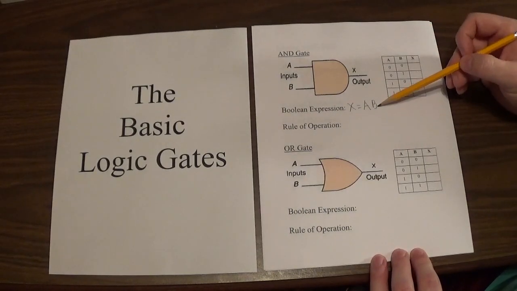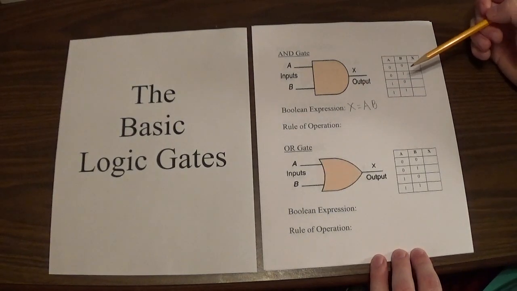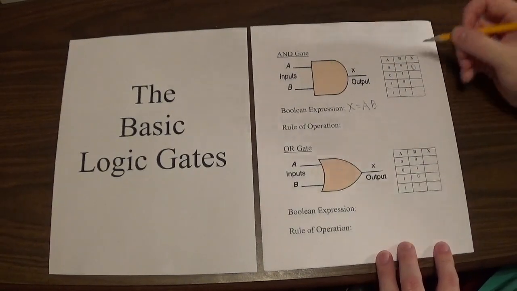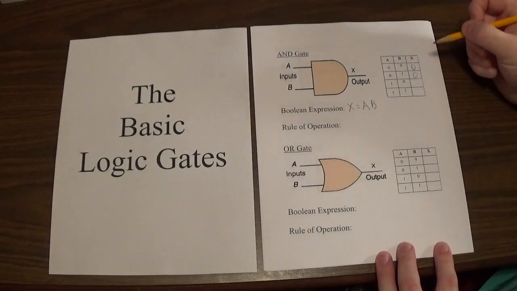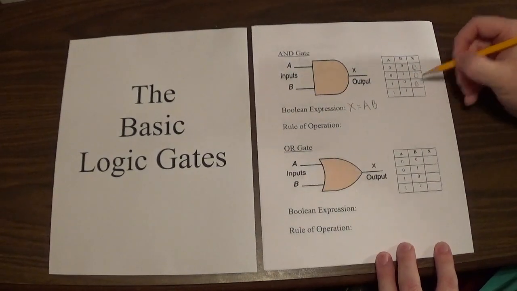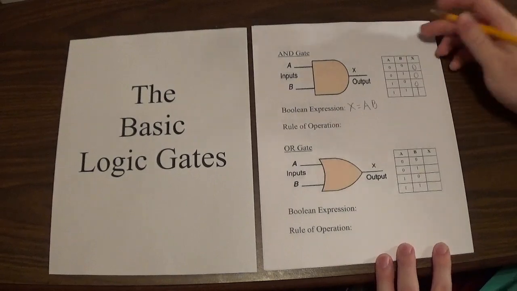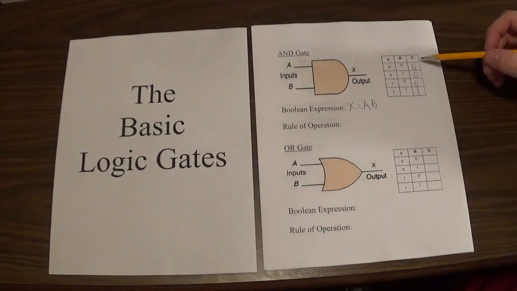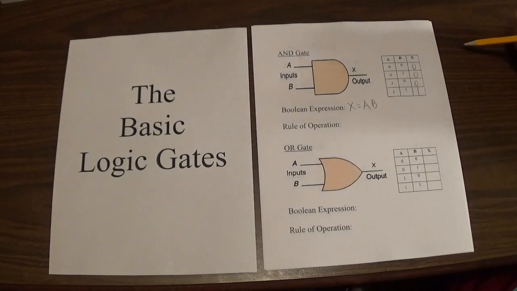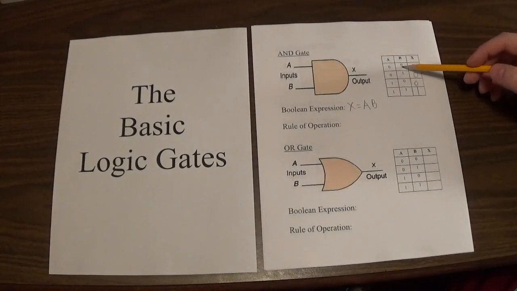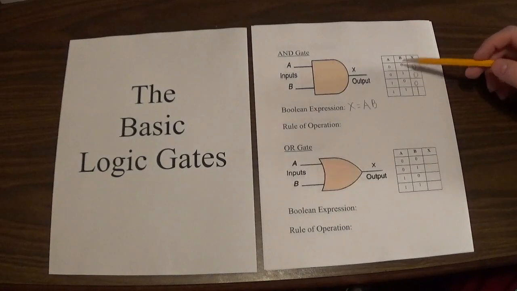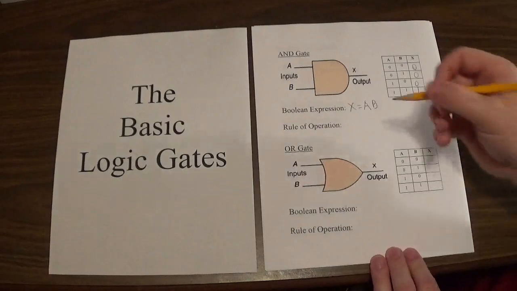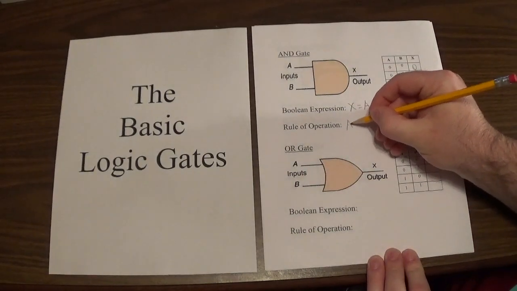All right, so we can punch this into our expression. So 0 times 0 is 0. 0 times 1 is 0. 1 times 0 is 0. And 1 times 1 is 1. All right, so that is the output operation of the AND. All right, so any switch that's off, anywhere there's a 0, the output is going to be off. So that is my rule of operation.